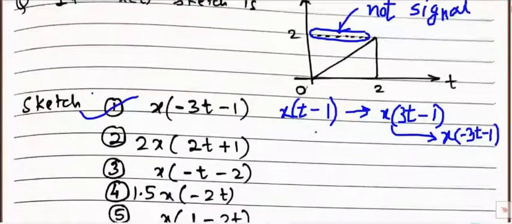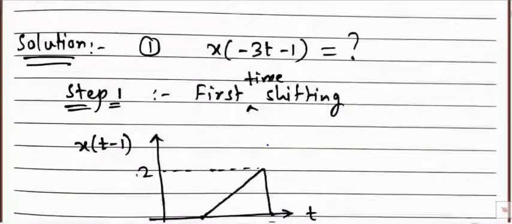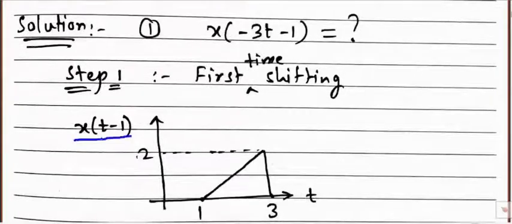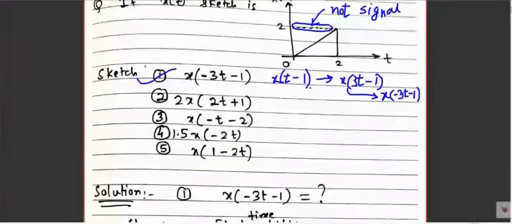This is my x of t. I have to sketch x of t minus 1 first. So that means the signal will be shifted 1 unit to the right hand side. 0 will go to 1, 2 will go to 3. 1 unit shifting is there.